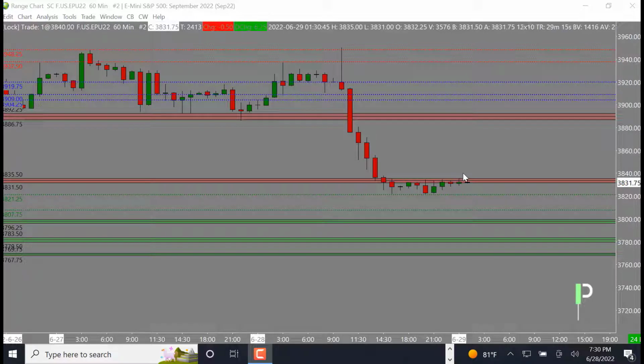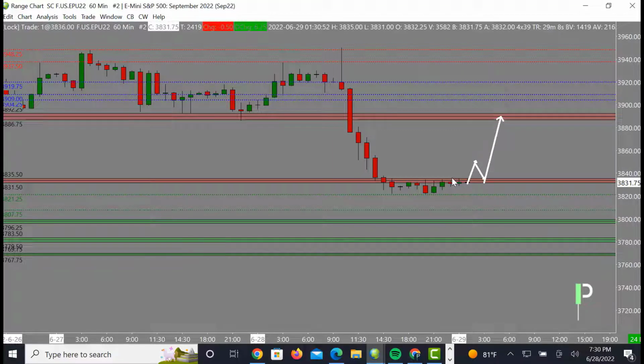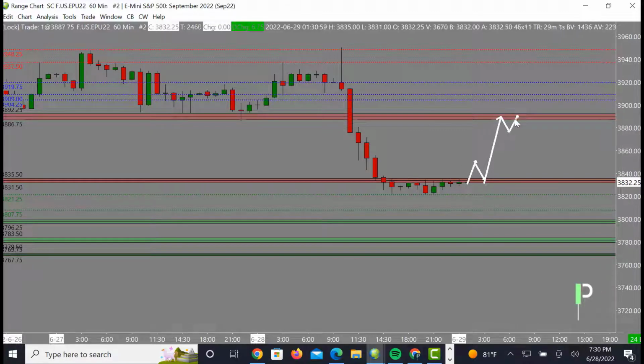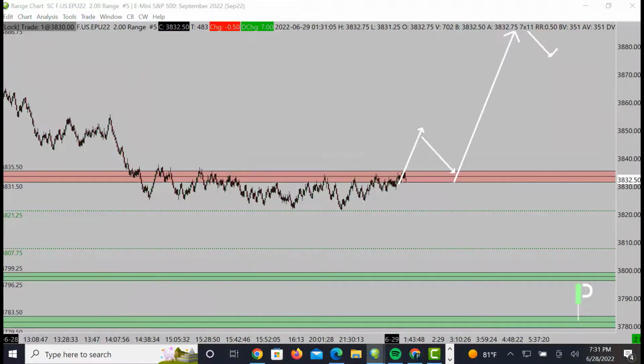So if we do get the press up through this area, we're going to look for a pullback and then a continuation back up here into these 86 to 89s. Now if we fail to get through this level here, it's going to be a pretty decent area. If we fail, we're going to look for that nice double top there and then a push right back down. Let's take a look at what it looks like on the smaller chart here.